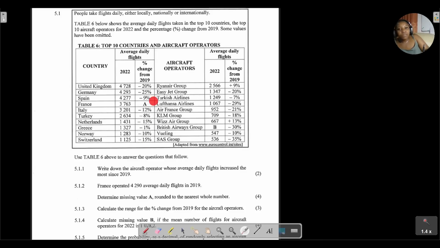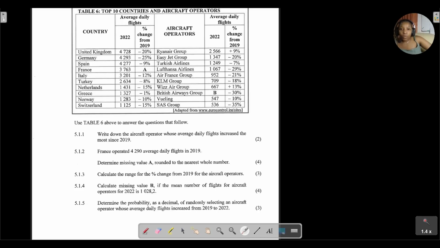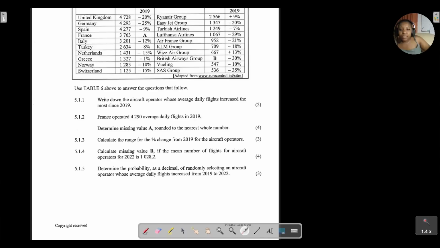So when we see the negative, it basically means that, from 2019, there's a decrease in the average daily flights that are being taken. Okay, same here. These are different aircraft operators. Then the average daily flights is given to us. And then here, what is the percentage change from 2019? Obviously, when you see a positive, it means that there was an increase in the average daily flights. But if there's a negative, there's a decrease, right? So we're basically going to take note of that.